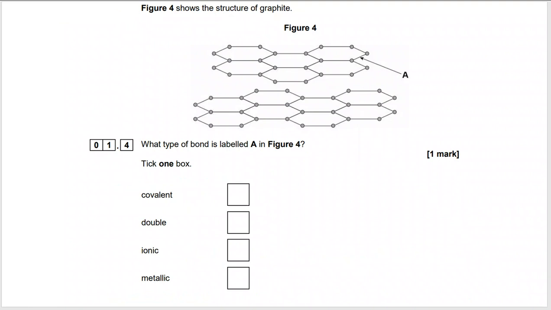Moving on to 1.4, and we have got graphite shown, and we're asking what the bond labelled A is. Well, we've already spoken about this earlier. It's between 2 carbons. Carbons are non-metals, so that means it's not ionic, it's not metallic, and it's not a double bond, because a double bond would be represented with 2 sticks. That would be a double covalent bond, though. This is a covalent bond. It's a shared pair of electrons between 2 carbons.